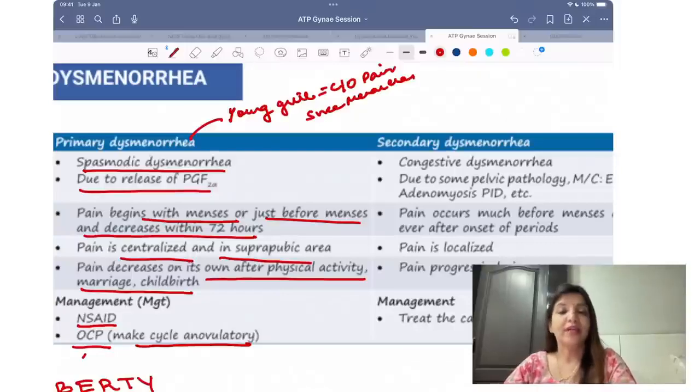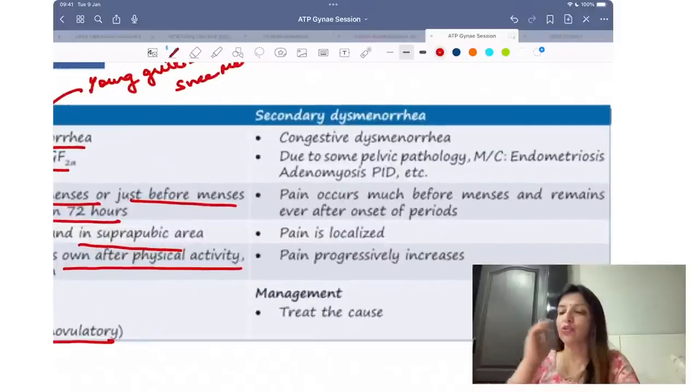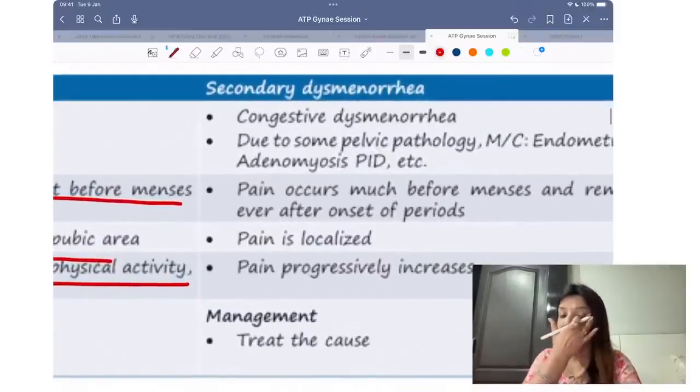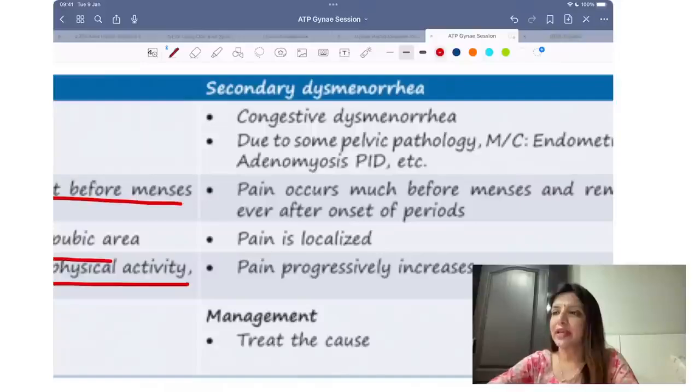Clear to all of you? Dysmenorrhea के लिए it is OCPs. बेटा, mefenamic acid is not now the drug of choice. NSAIDs होते हैं, but drug of choice, NSAIDs can be used, but drug of choice is OCPs. ठीक है. Now coming to secondary dysmenorrhea. Secondary dysmenorrhea is congestive dysmenorrhea.